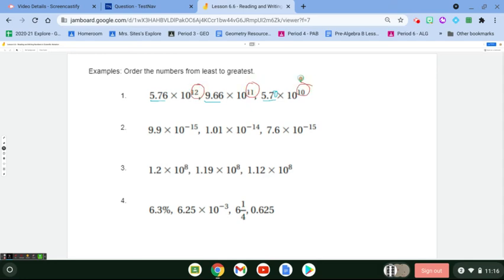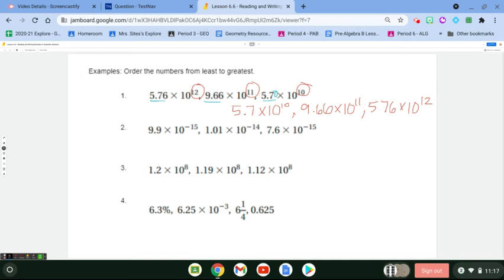Now we can put these in order from least to greatest. So the 10 to the 10th power would actually be the smallest power. So we would say 5.7 times 10 to the 10th would be the smallest, followed by 9.66 times 10 to the 11th, and then 5.76 times 10 to the 12th because of our powers of 10.